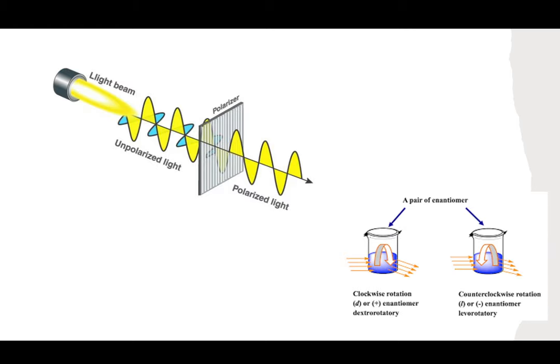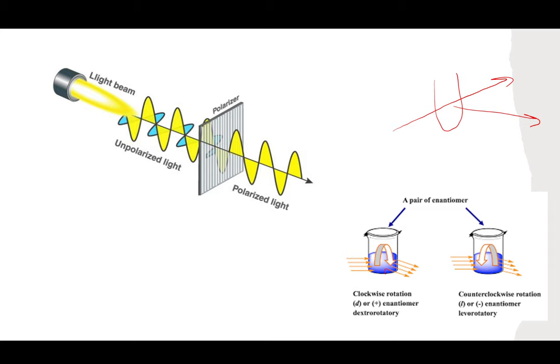So if we have a polarizer and polarize the unpolarized light, and we put it through a solution of a d-enantiomer, we're going to have the light rotating. Let's say we have a test tube: instead of the light shining directly through it, the light shines in a completely different direction, because the molecules are optically active, they rotate the light.